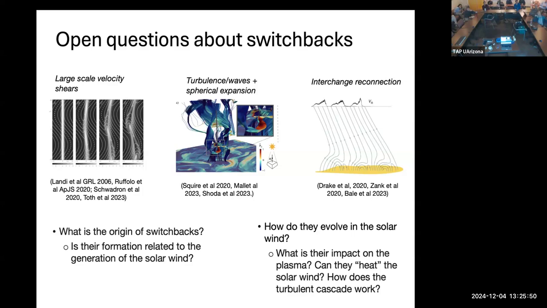But then there is also the question, okay, once they're formed, how do they evolve in the solar wind? And this is really the aspect I've been focusing on in my work. And answering this question, in fact, can help us understand their role in the turbulent cascade, in heating, and can also help understand their stability properties. For example, it can place constraints on possible origin mechanisms. So very briefly, along these lines, the work I've done has shown that, I'm going to show you just a simulation of a simulated switchback.